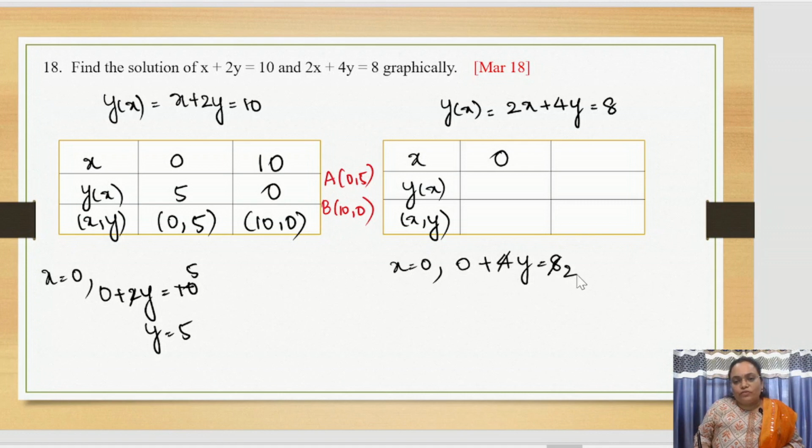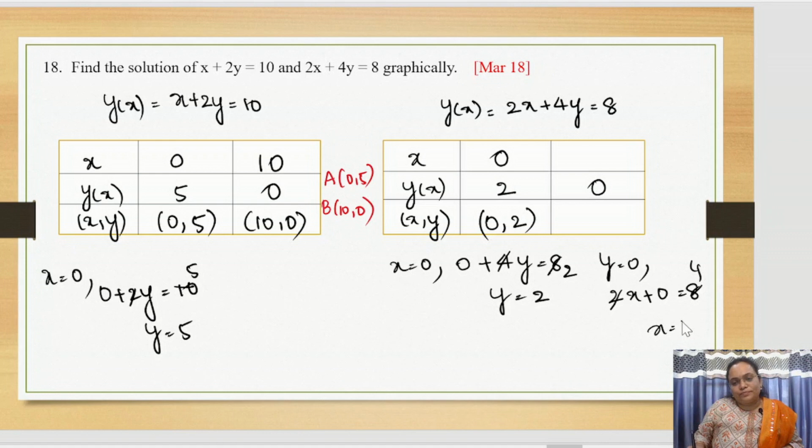This is 4 ones, 4 twos. You will get y is equal to 2. When x is 0, you will get y as 2. The coordinates will be 0 and 2. When y is 0, this will be 2x plus 0 is equal to 8. You will get x as 4. Okay. So the coordinates are 4, 0. So you can take the points as C of 0, 2 and D of 4, 0.